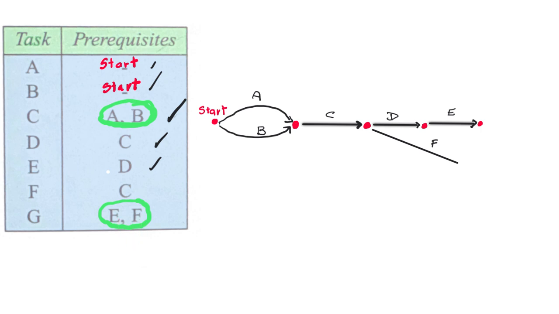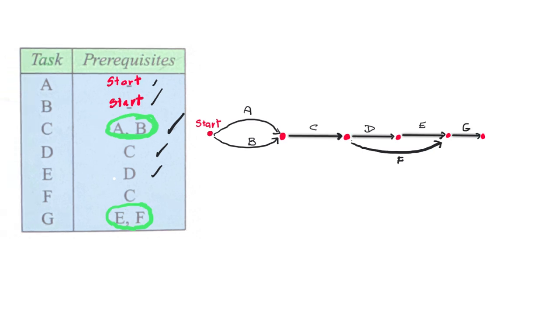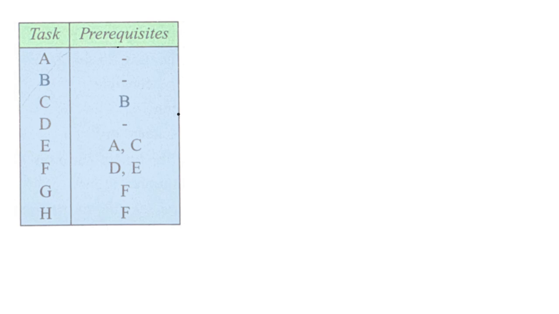I'll do this by redrawing that arrow this way, and this will be our task F. And now we can continue with our task G. And this will end our network. I have one other table for us to do. And we can see that tasks A, B and D are done independently. So this is where our start begins.